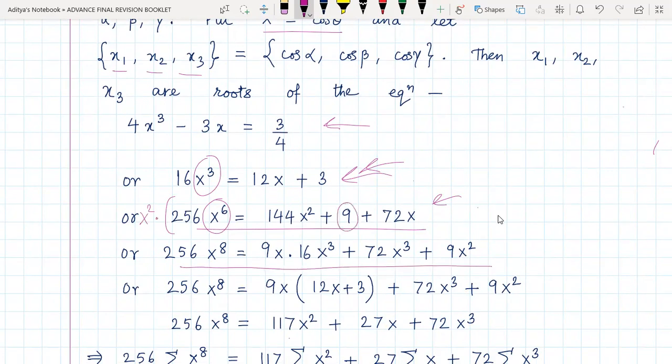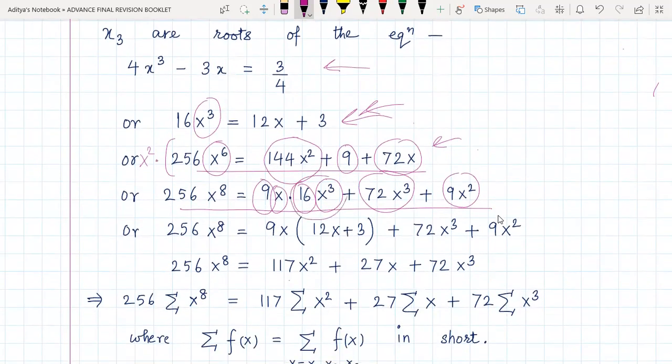Now look, 9 into x square we have written here, 72x into x square we have written here, but 144x square into x square will become 144 x power 4. X power 4 I have written as x into x cube. 144 I have written as 9 into 16. And then this 16x cube, I have replaced the value from here as 12x plus 3, right? So that's what we have done. And remaining things remain as it is. And on simplifying, this expression becomes equal to this thing.